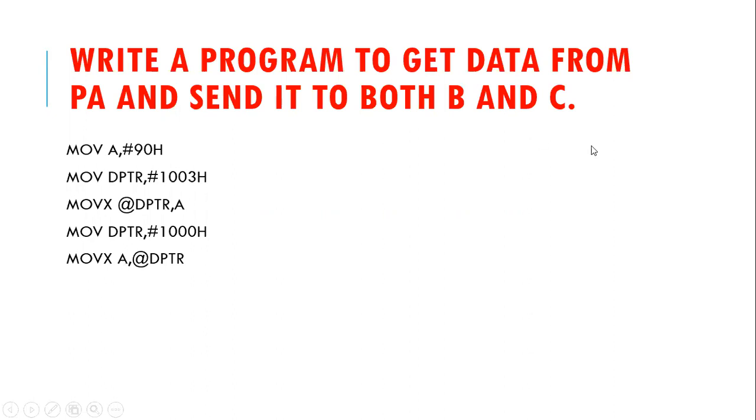Then you have to send it to both B and C. So we increment DPTR to 1001. So 1001 means it's pointing to port B now. Where is the value that was taken in from port A? It's in the A register. So from the A register, it is given to the address in DPTR, that is 1001. Similarly for C also, we use the same thing. We increment DPTR, and after incrementing DPTR, we send the value to the address in DPTR, and this operation can be continued if required.